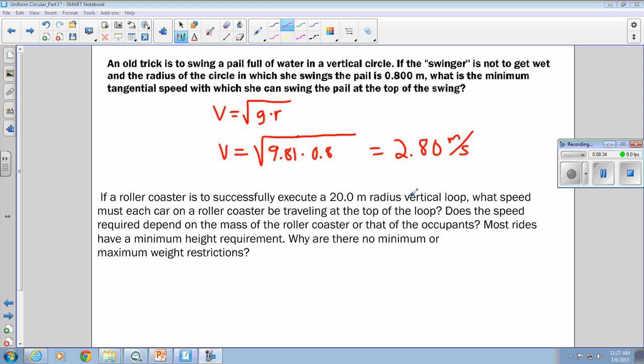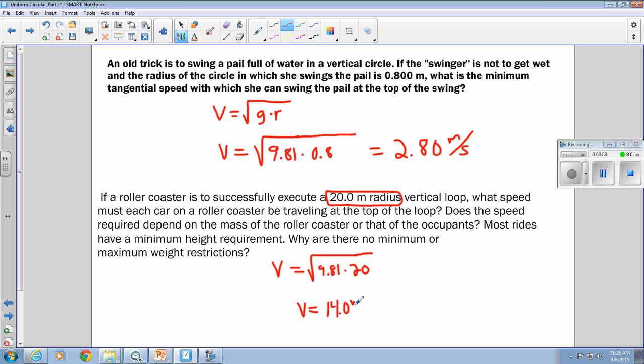Same type of problem: the roller coaster wants to successfully execute a 20-meter radius loop. What speed must each car on the roller coaster be traveling at the top of the loop? So velocity equals the square root of g times radius, and we'll get a minimum velocity equal to 14.0 meters per second. There are no weight restrictions, because it's not dependent upon the mass of the roller coaster or the occupants. This minimum velocity is dependent upon the gravity and the radius of the loop that it needs to complete.